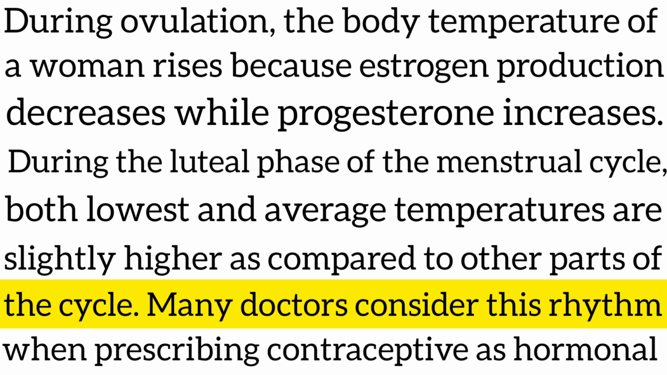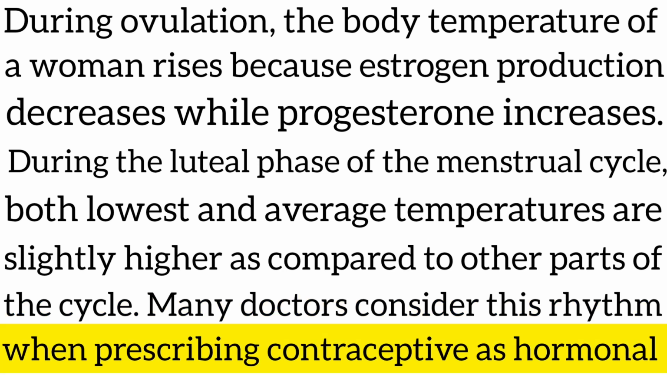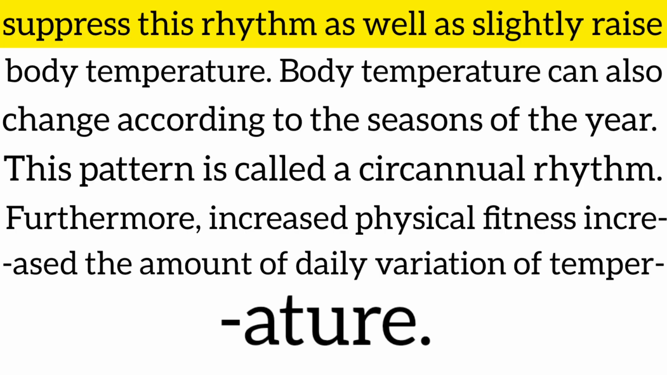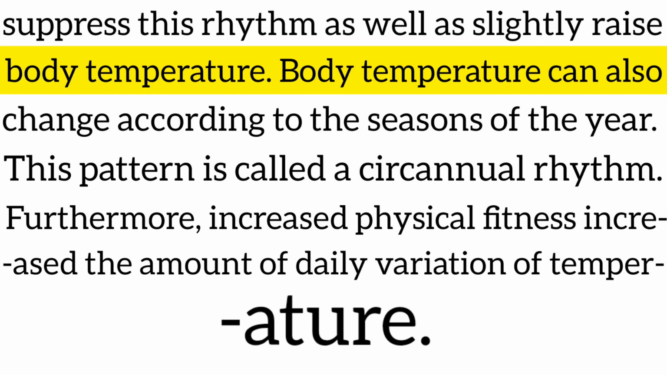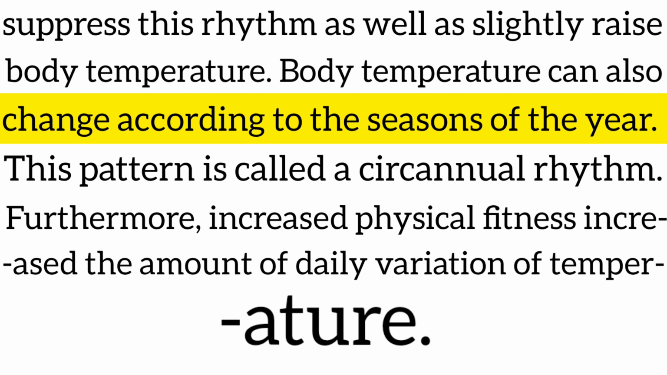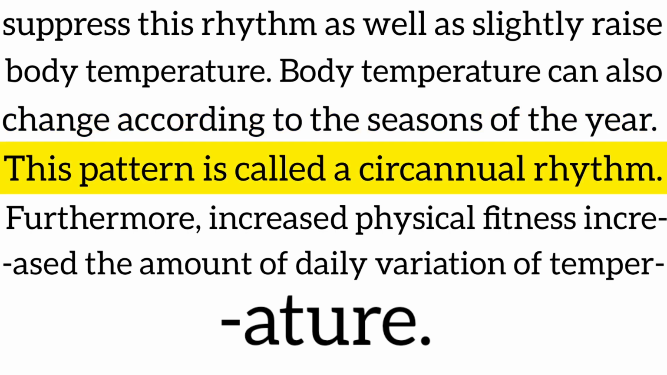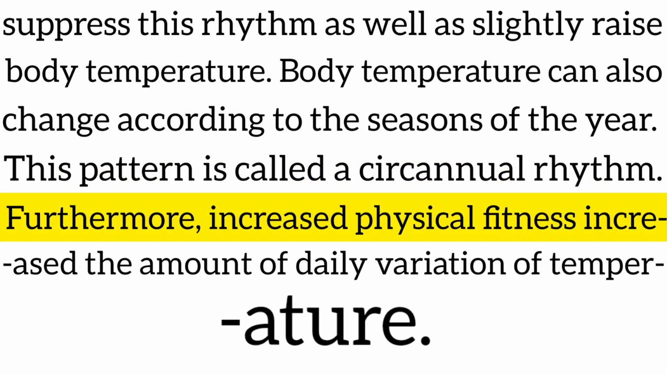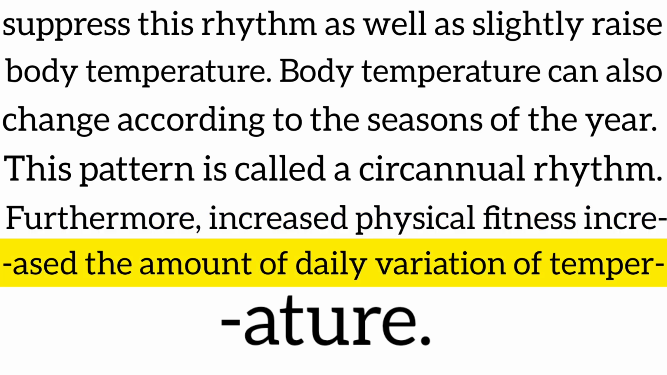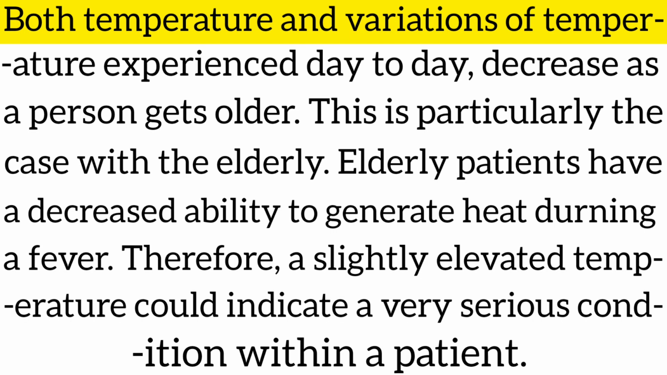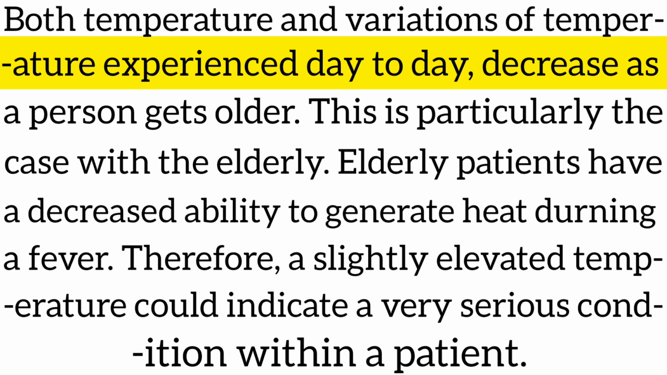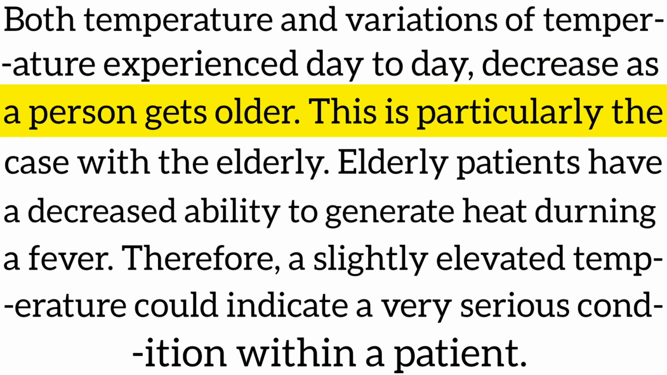Many doctors consider this rhythm when prescribing contraceptives, as hormonal contraceptives suppress this rhythm as well as slightly raise body temperature. Body temperature can also change according to the seasons of the year. This pattern is called a circadian rhythm. Furthermore, increased physical fitness increases the amount of daily variation of temperature. Both temperature and variations of temperature experienced day to day decrease as a person gets older.